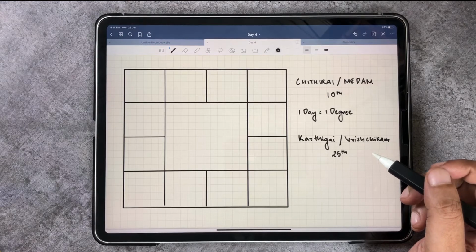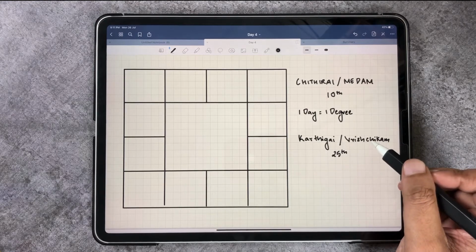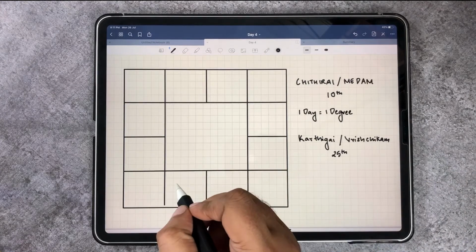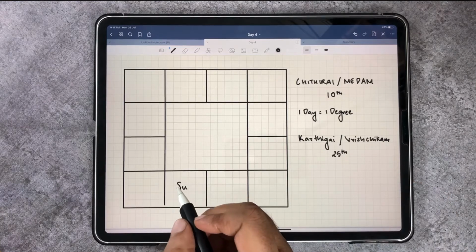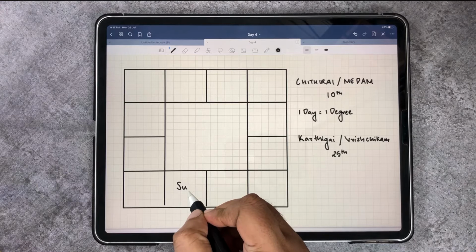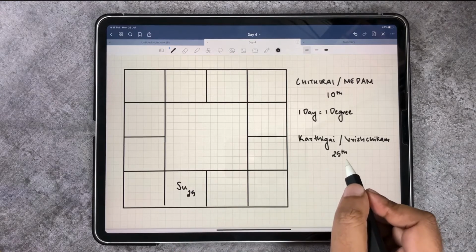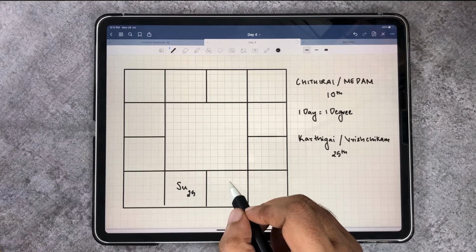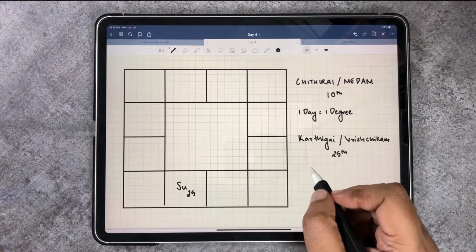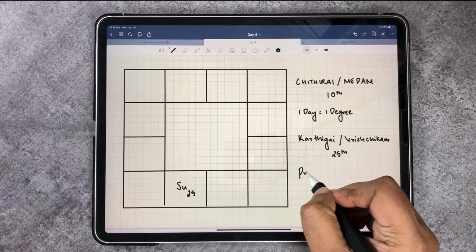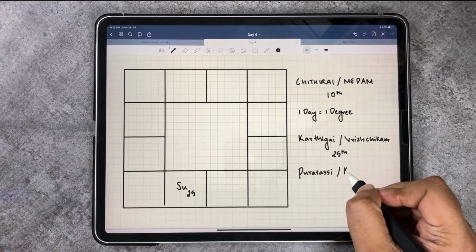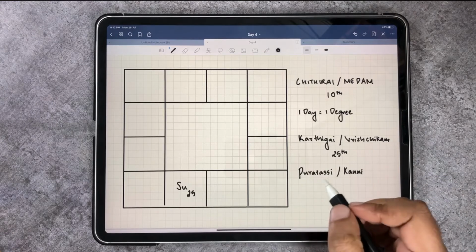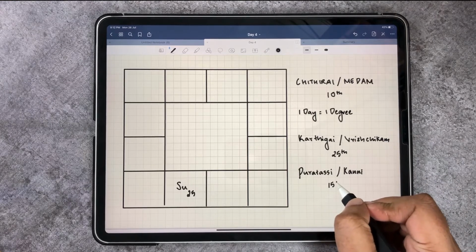So where would the sun be during the month of Kartigai or Vrishchigam? Vrishchigam, easy to understand. It will be in Vrishchiga Rashi, right? At what degree would the sun be in? The sun would be at an approximate 25 degree because the date is the 25th. Right? Let's go with another example so that this concept is ingrained completely. Let's take the Tamil month of Purattasi or the Malayalam month of Kanni, and the date would be 15th.